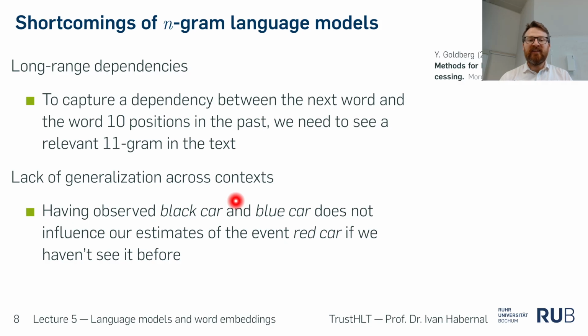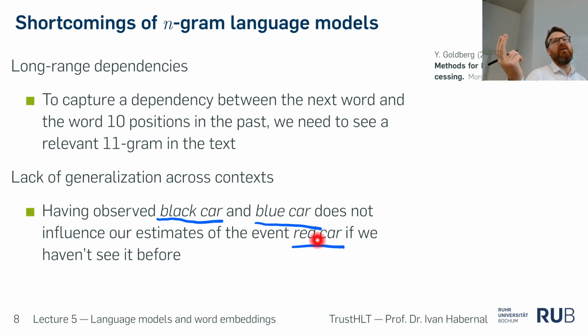And of course, it doesn't generalize across contexts, because if you know the black car bigram and the blue car bigram, it doesn't tell you anything if you then see red car. It doesn't have any generalization of black, blue, and red, because these are distinct tokens. There is no understanding of the meaning of the word. That's kind of bad. So these are the disadvantages.